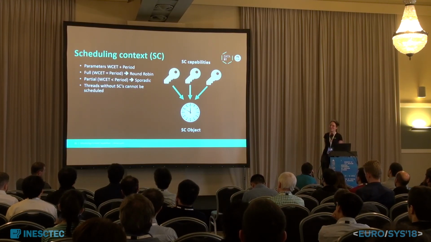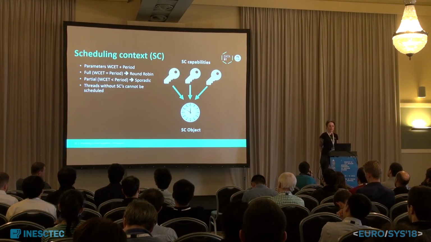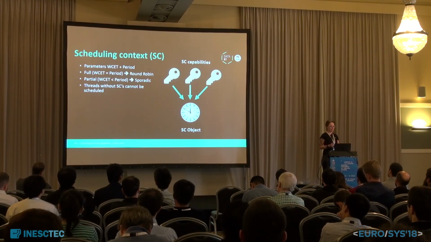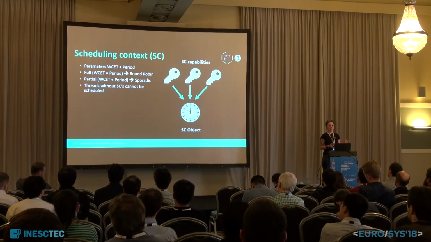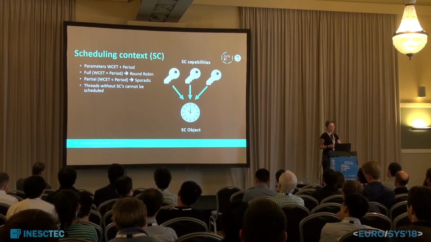Okay, the parameters in the scheduling context are a worst case execution time and a period, and there can be two different types of them. You can either set the worst case execution time to be equal to the period, in which case it's just a round robin thread, and it'll behave exactly as previous threads did. It's fully backwards compatible with the kernel.